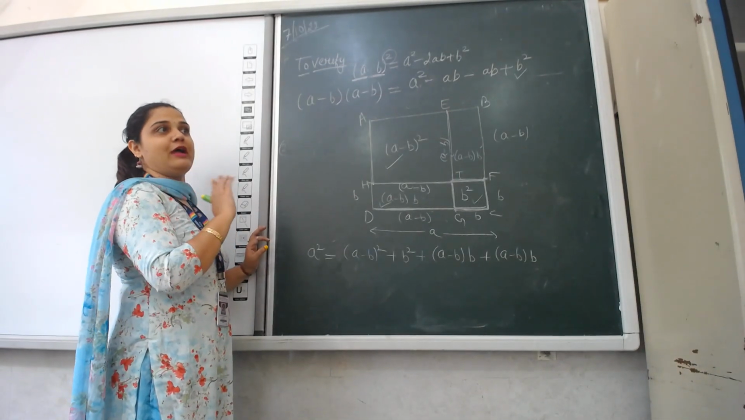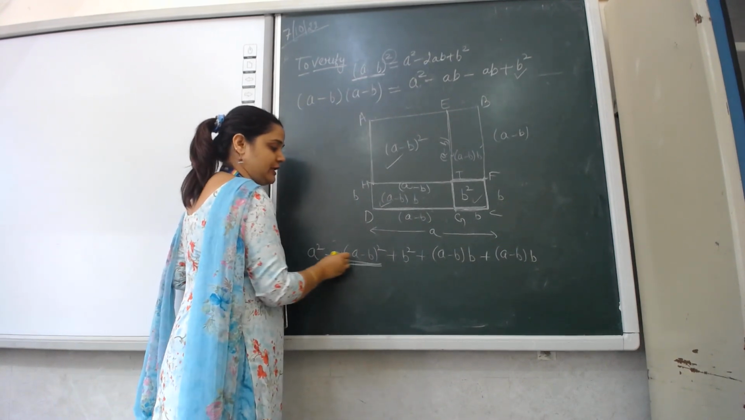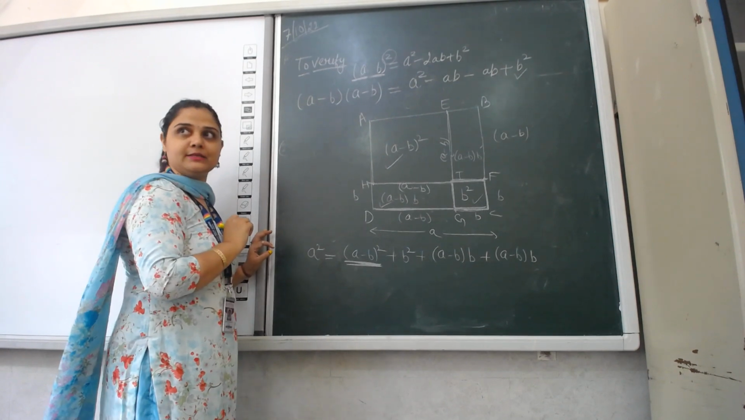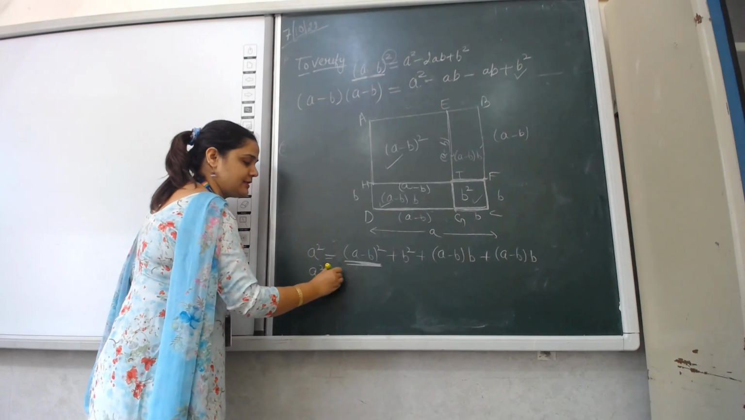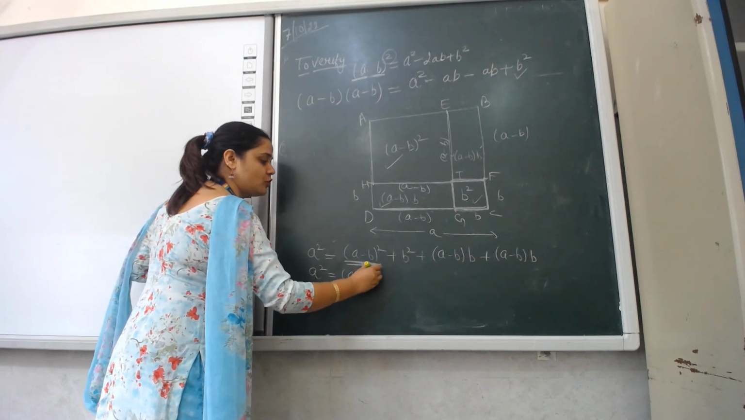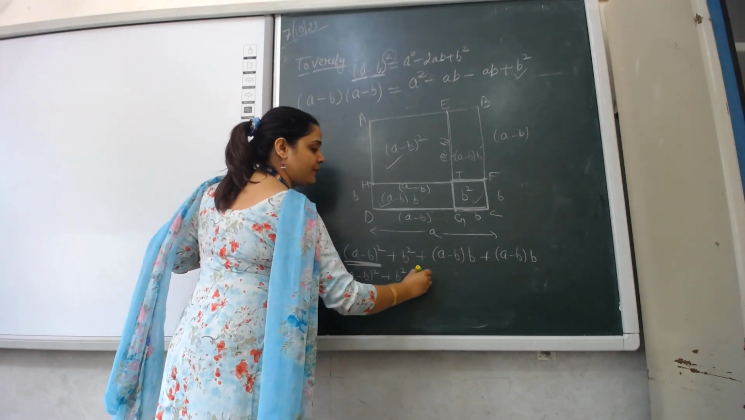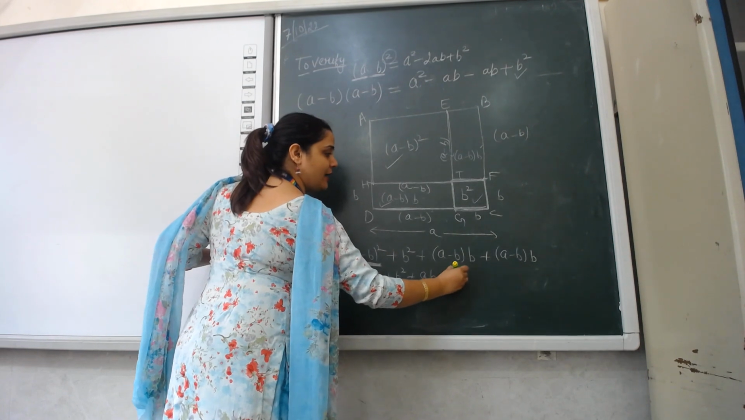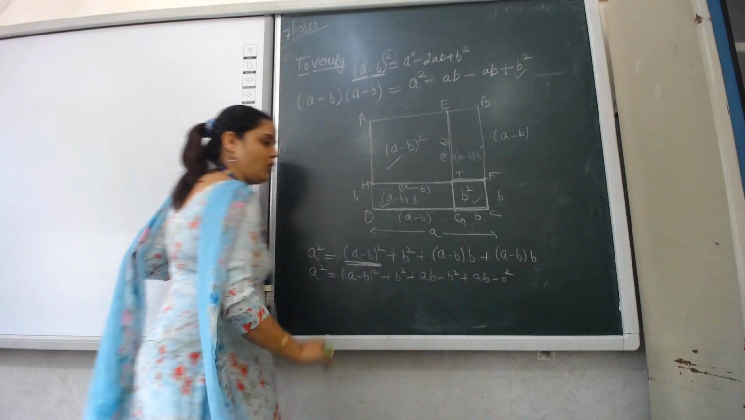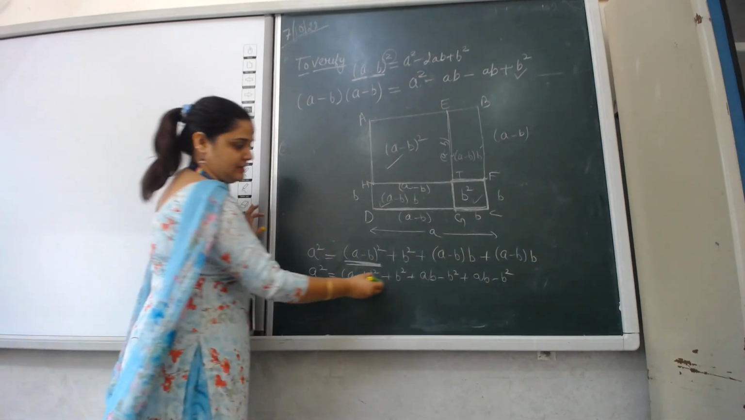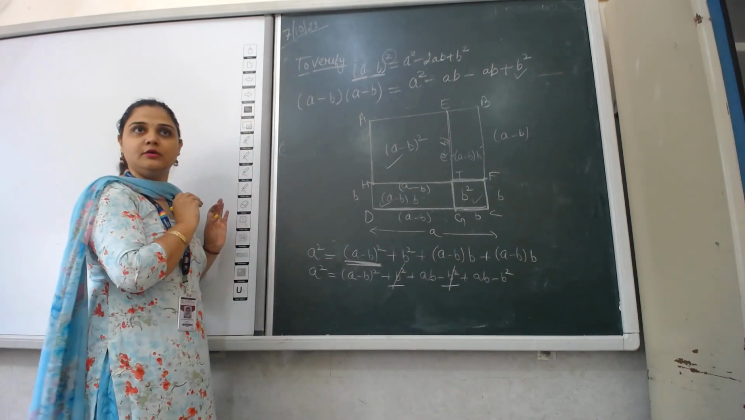We want to verify the formula for A minus B whole square, so we are not going to change it. We will keep it as it is, and we'll do the remaining manipulations. So this is what? A square is equal to A minus B whole square plus B square plus B into A minus B, which is AB minus B square, plus A minus B into B, which is AB minus B square. This is positive B square, this is negative B square. Will they get cancelled?